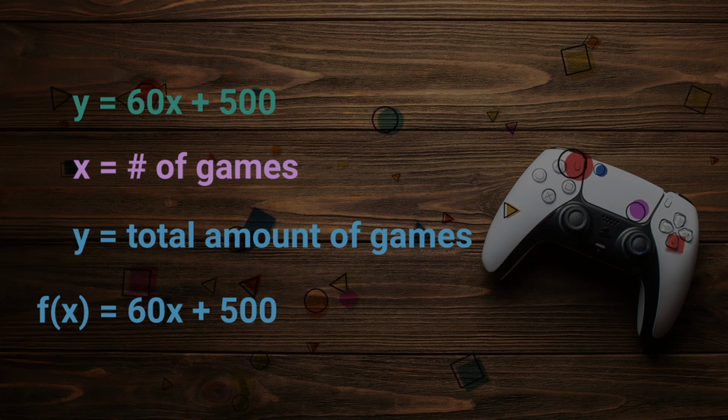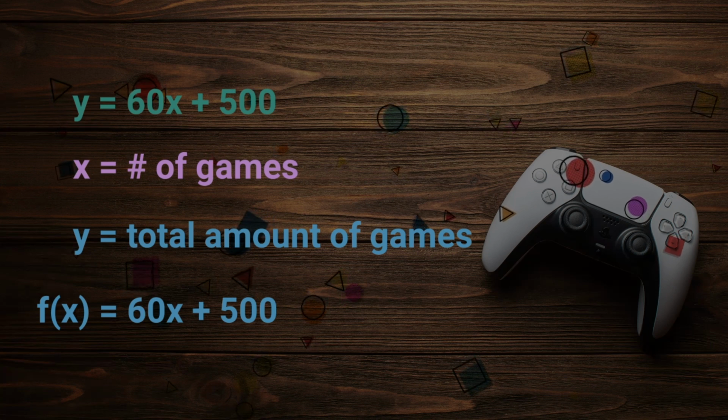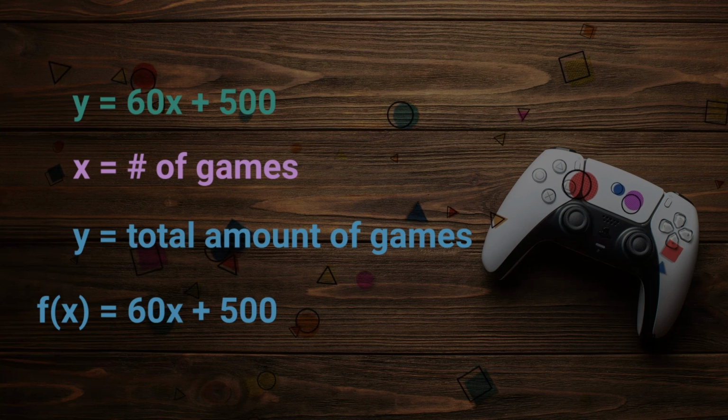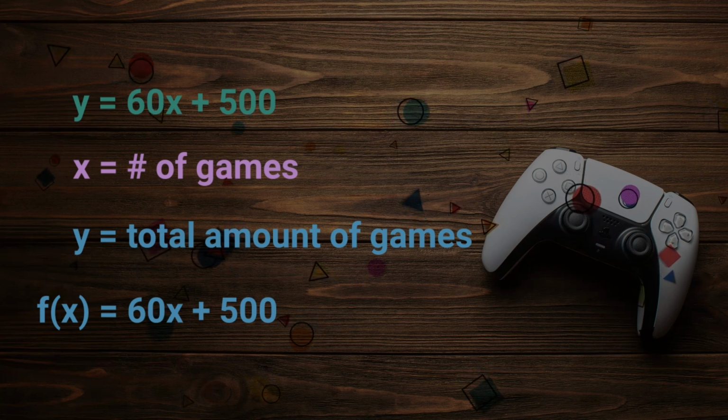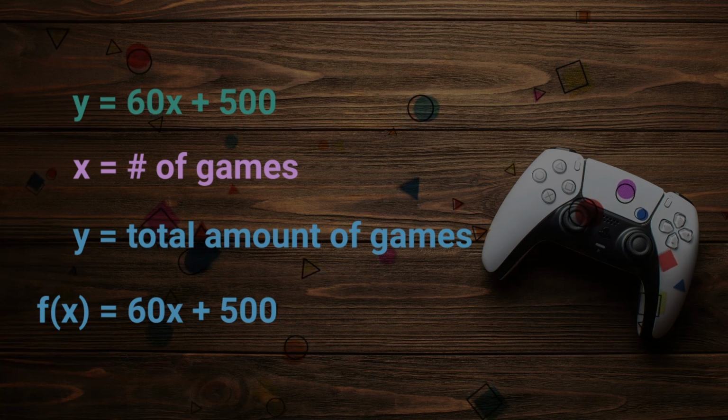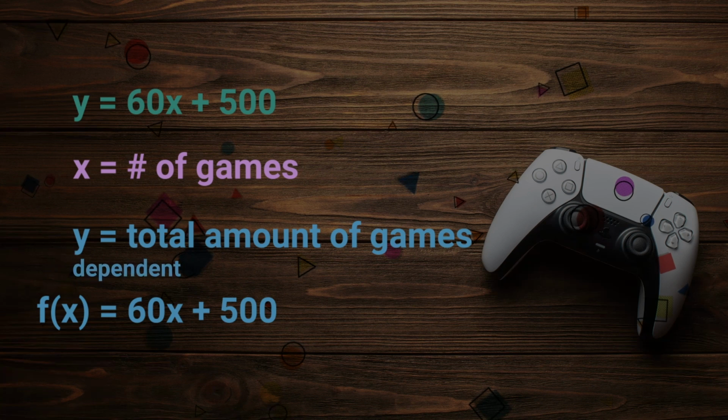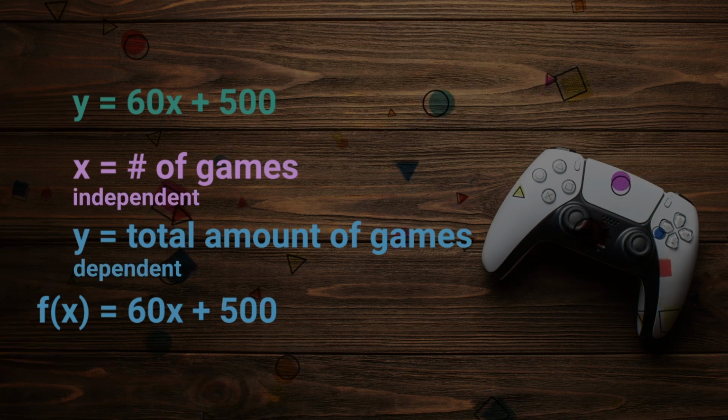This is allowing us to jump into this idea of evaluating a function. We're going to evaluate a function at this x input to find this output value. You can't find the cost if you don't know how many games you're trying to purchase. So the cost is dependent, the number of games is independent. It doesn't rely on the cost.